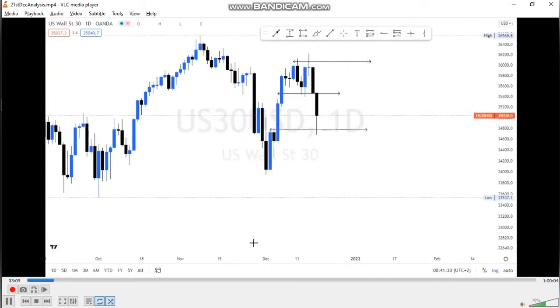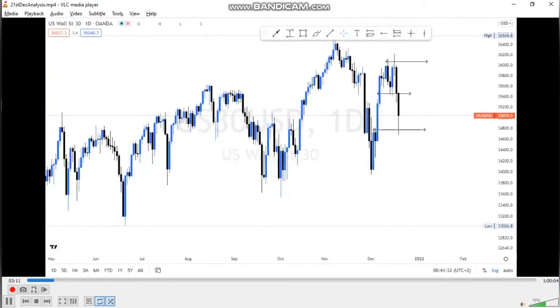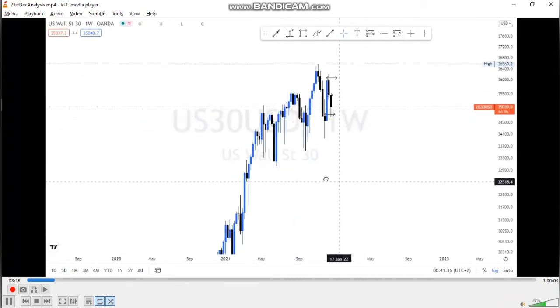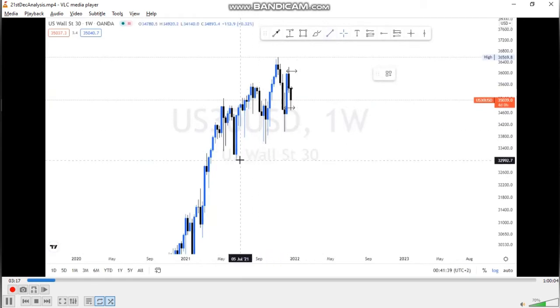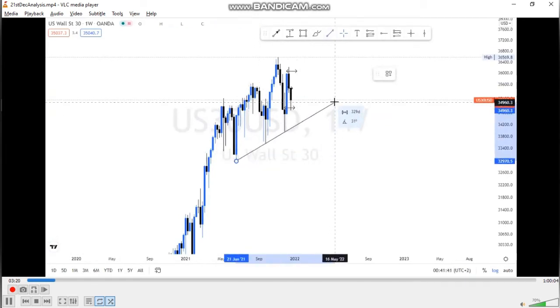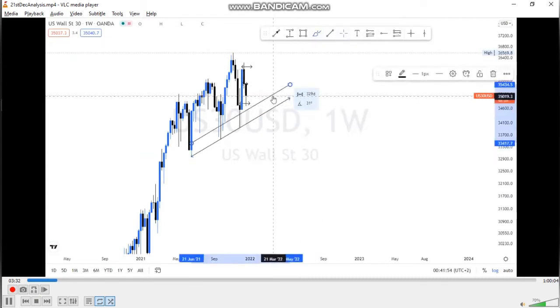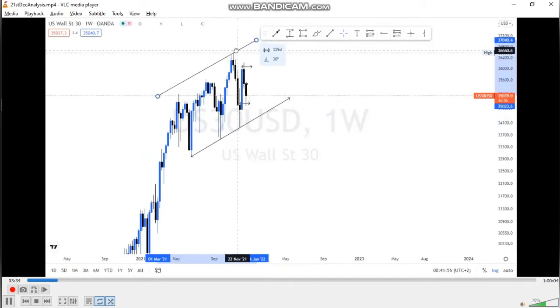And if you want to spice things up and draw a trend line, let me go to the weekly. We have a trend line here: first touch, second touch. You might see something like a sell and then a move to the upside. So you might spice things up and involve trend lines, but it doesn't really matter.